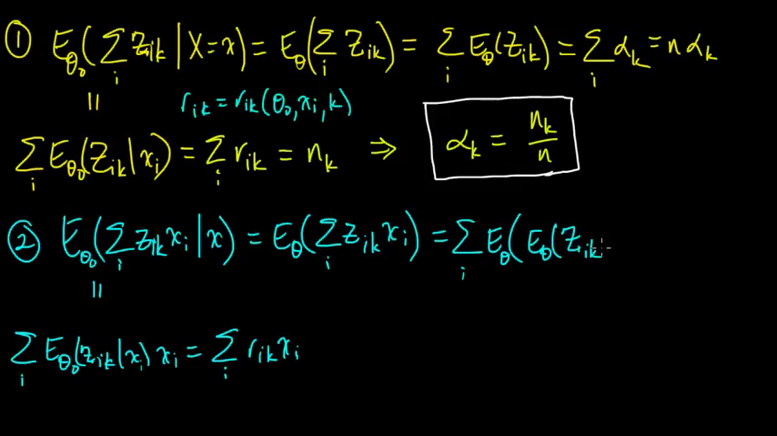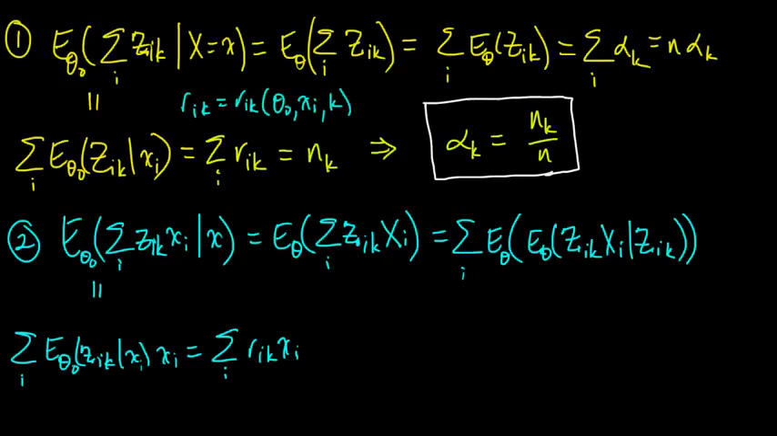Zik, xi. That should be a capital X in there. It's random X, not the given X. Xi given, and now let's make it given that given z. Sorry, that's a very crazy z. Z i k.